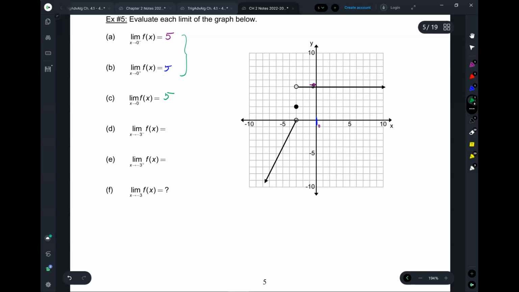Now, let's go to -3. What is the left and right limit? Okay, let's do the next one. As x approaches -3 from the negative side, what's the limit from the negative side? 0. The immediate left, there's nothing there.